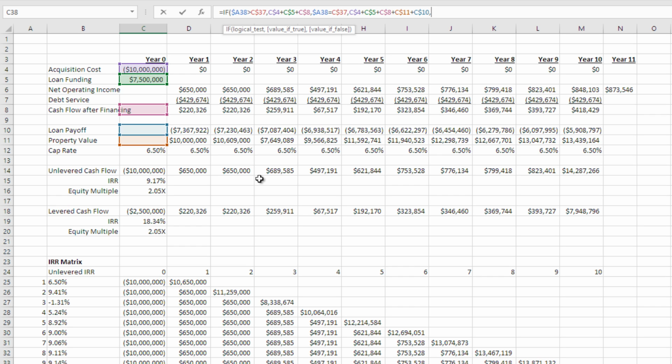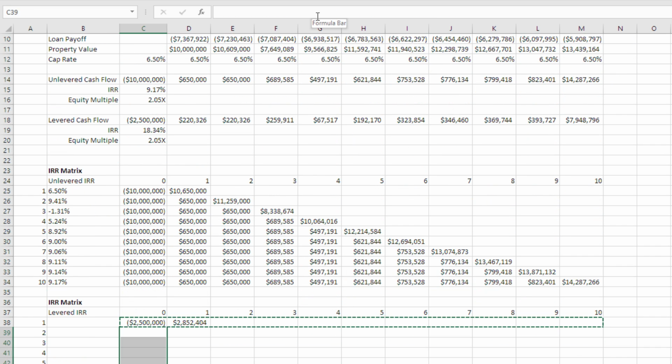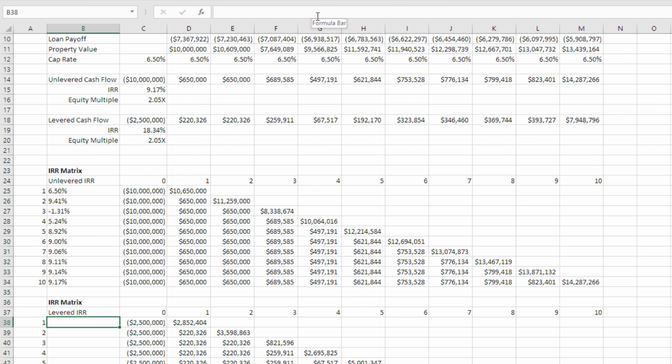Otherwise, comma, quotation marks, I apologize. And that's because I forgot my if statement. Got an if statement in here, which you probably noticed as I was writing it. Okay, so there's my formula. Copy over. Copy down. And then just writing my IRR calculation, copying that down.